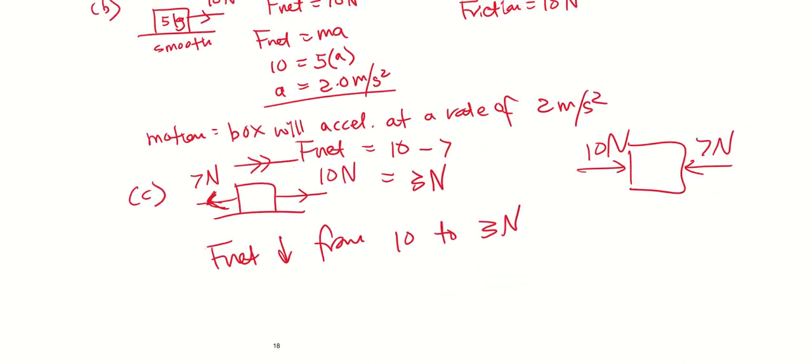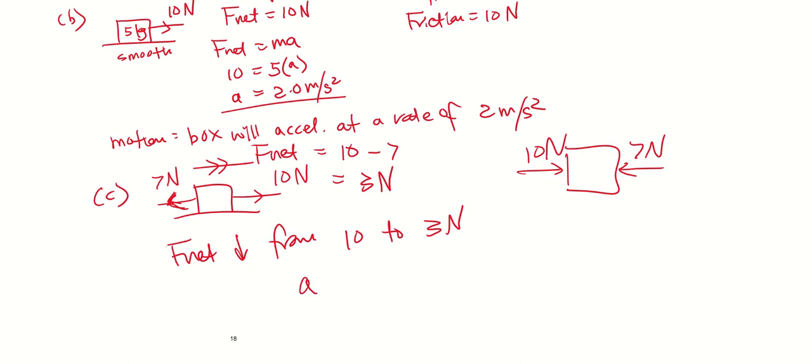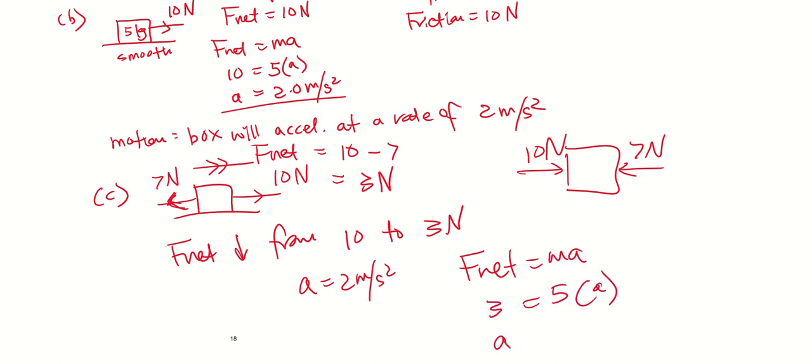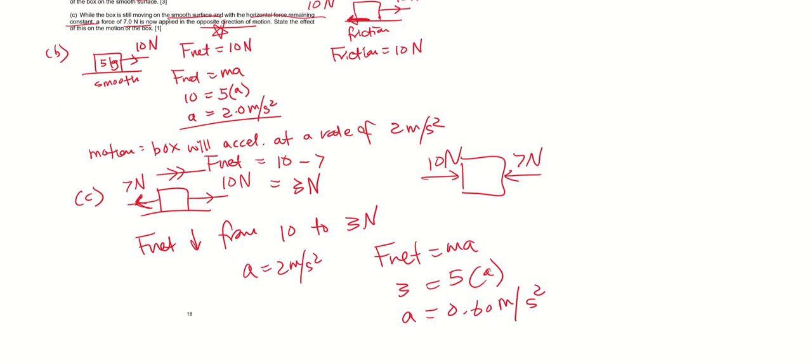So what does it mean for the acceleration? Before that, my acceleration was 2 meters per second squared. Now my acceleration, let me do a calculation. F net equals ma. The mass remains the same, 5, my a. My acceleration is now 0.6 meters per second squared.